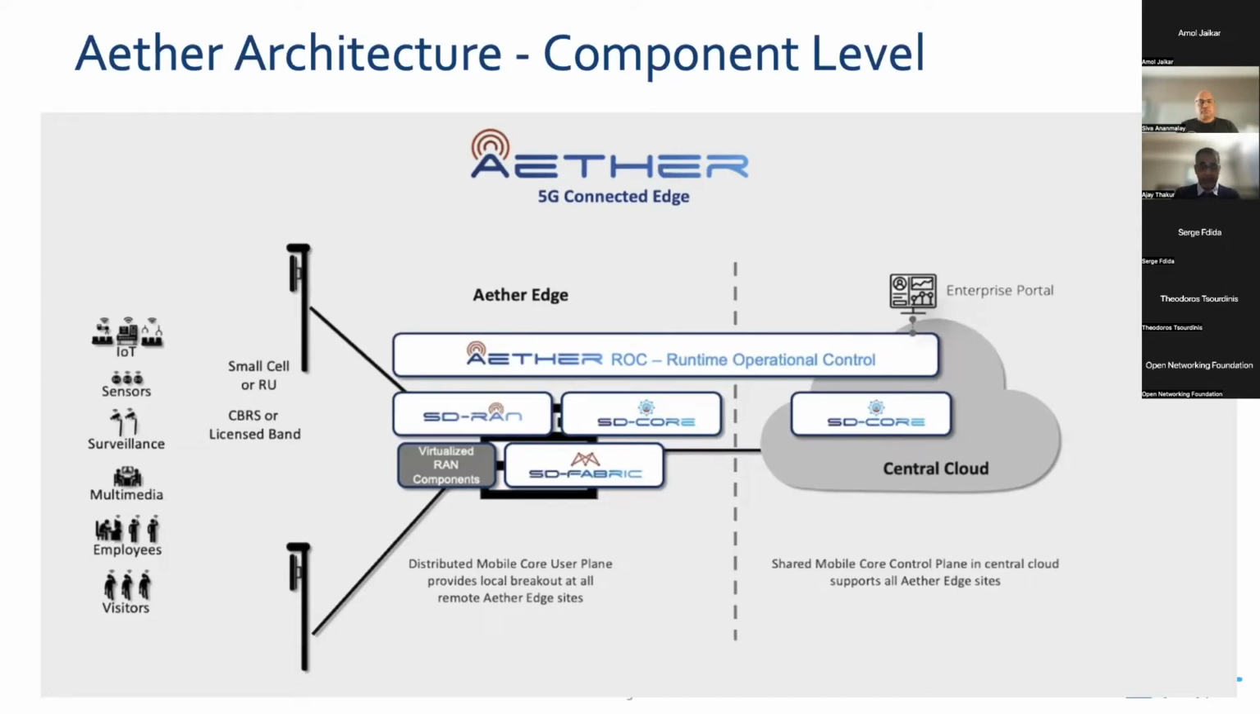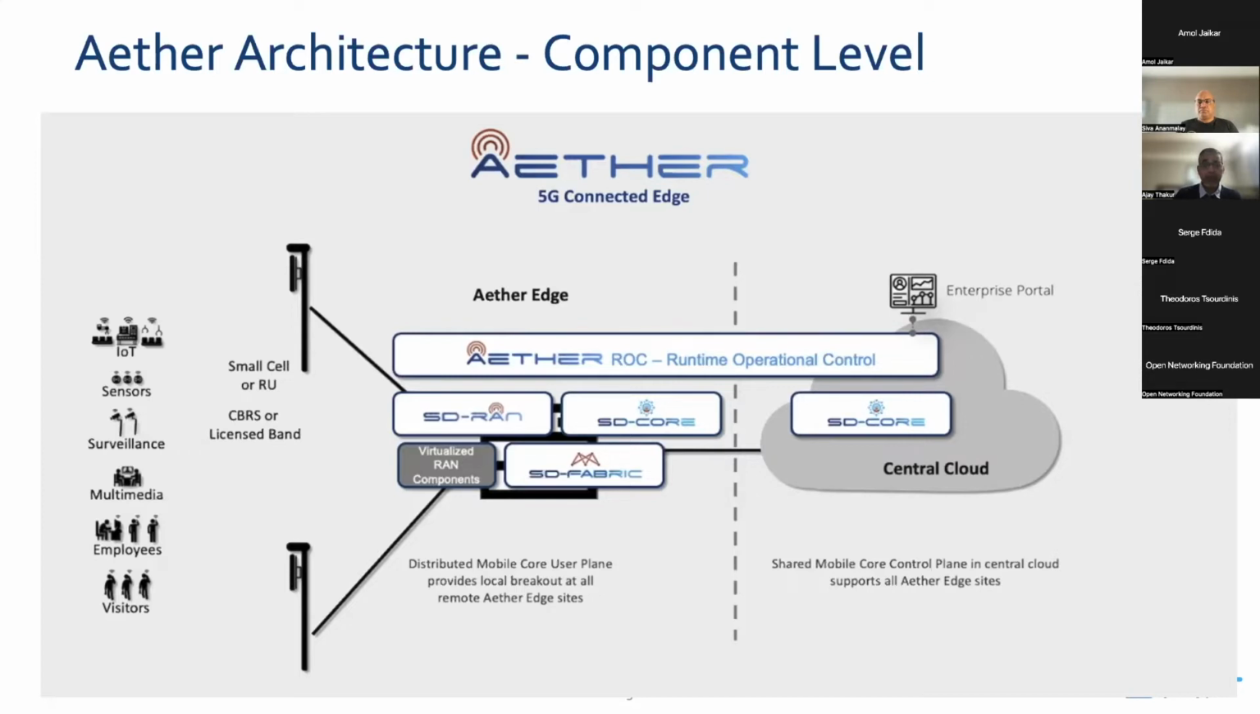SD-Fabric is an SDN programmable forwarding plane. SD-Fabric has a UP4 app, which realizes the P4 UPF portion, which we call the hardware-based UPF, which can be used for very high performance.